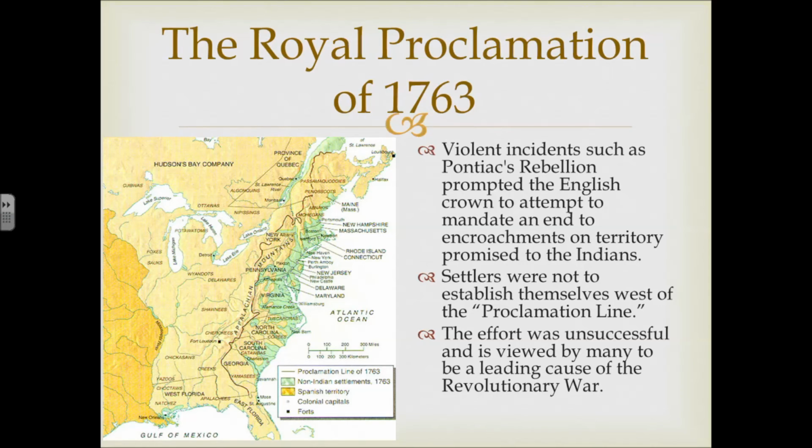What I'd like you to do is look back at your notes one more time. See if you can draw those connections of the cause and effect of each event and how that might lead up to the Revolutionary War.